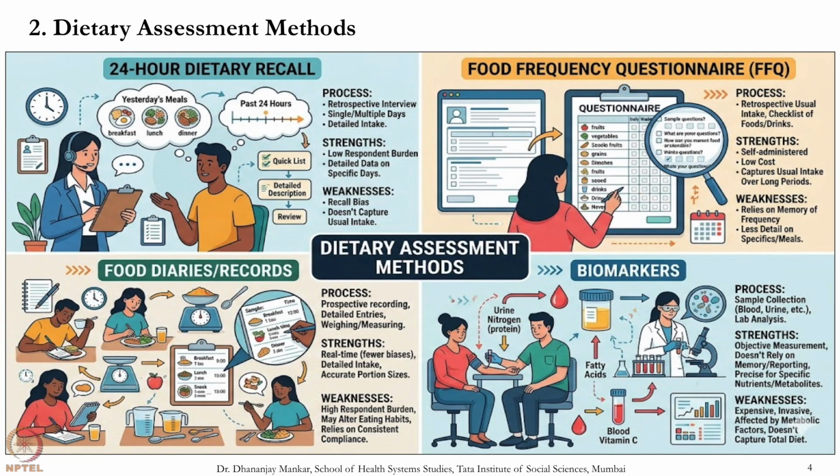It captures things like urinary nitrogen for protein. The sample collection, whether it's a urine sample or a blood sample, and the lab analysis are major reasons that it is more of an objective measurement. It does not rely on your memory or reporting, whereas a lot of psychological involvement is seen in the other methods.